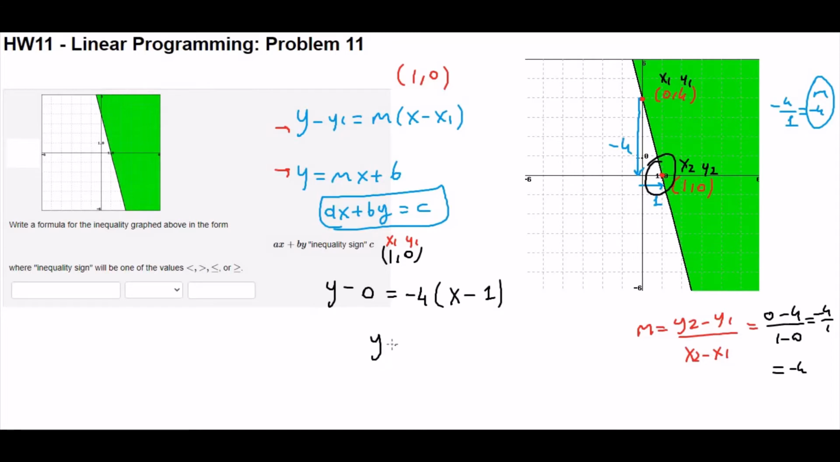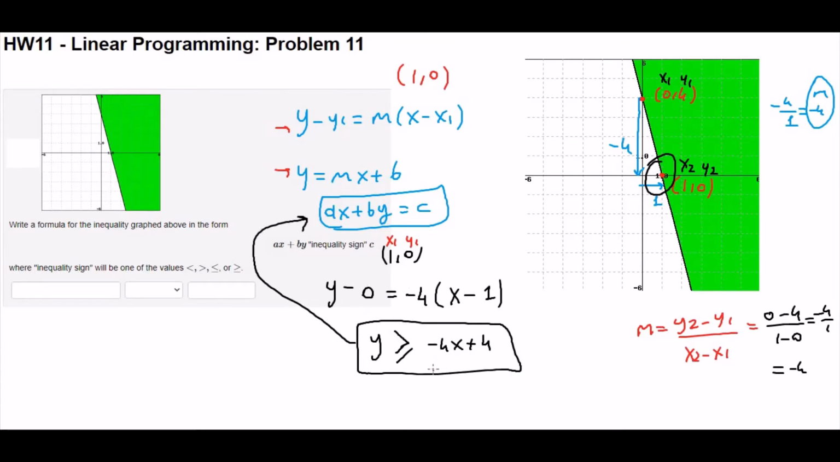If you simplify here, y is, we're going to use the greater than or equal to sign because this is a solid line, negative 4x plus 4. Now we're going to convert this into standard form. We're going to add 4x on both sides. So we're going to obtain 4x plus y is greater than or equal to 4. So this is our final answer. So 4x plus y is greater than or equal to 4 will give us this region here.